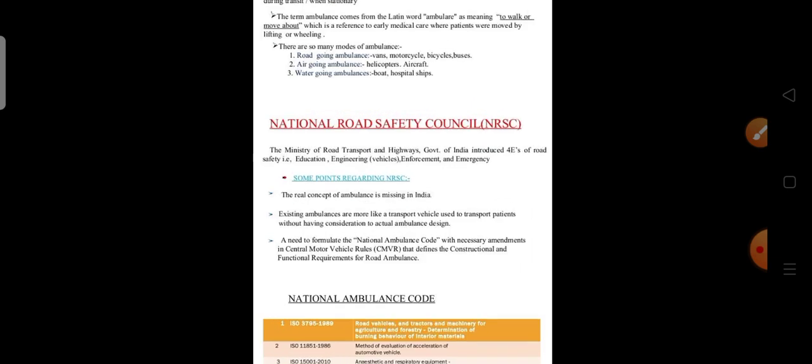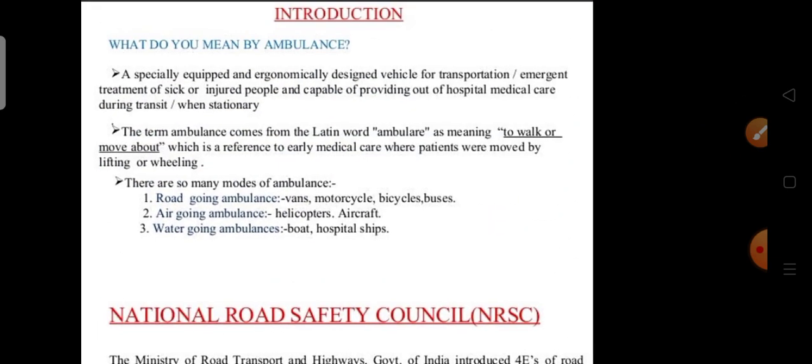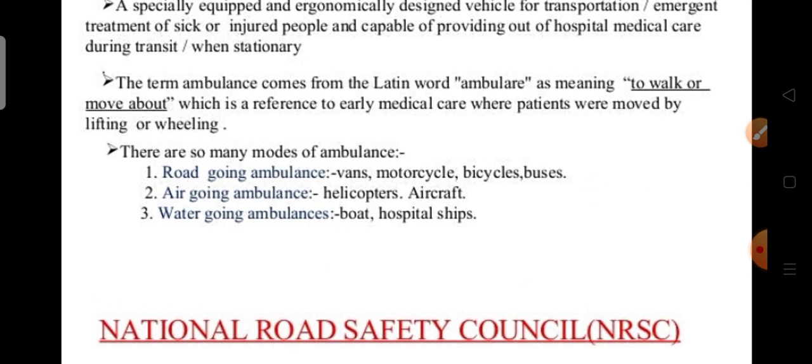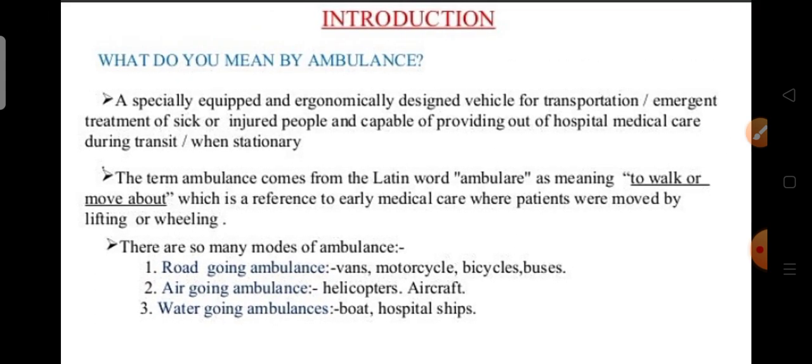Next, what do you mean by ambulance? It is a specially equipped and ergonomically designed vehicle for transportation. Ergonomic is nothing but whether it is fit for the transportation of patients or not. An ambulance is a specially equipped and ergonomically designed vehicle for transportation and emergent treatment of sick or injured people, capable of providing out of hospital medical care during transit and when stationary.